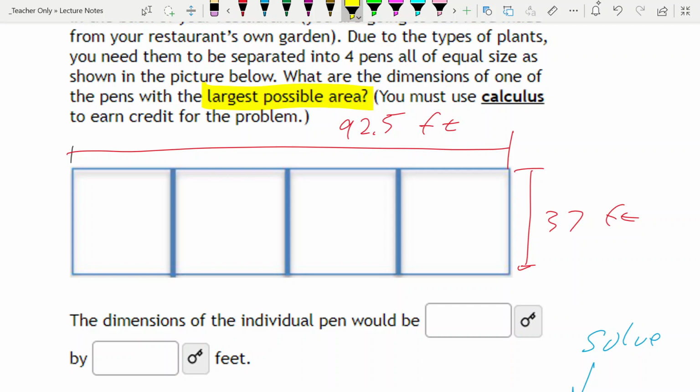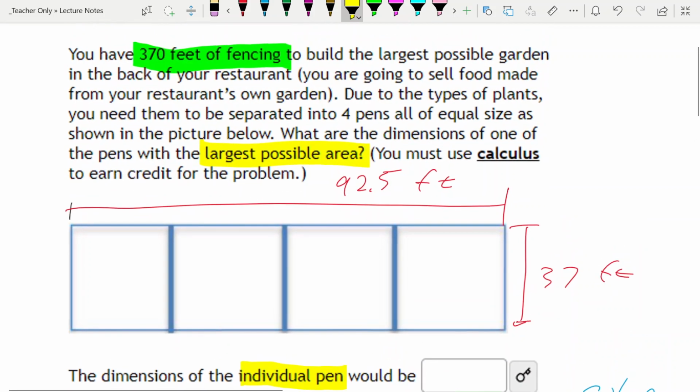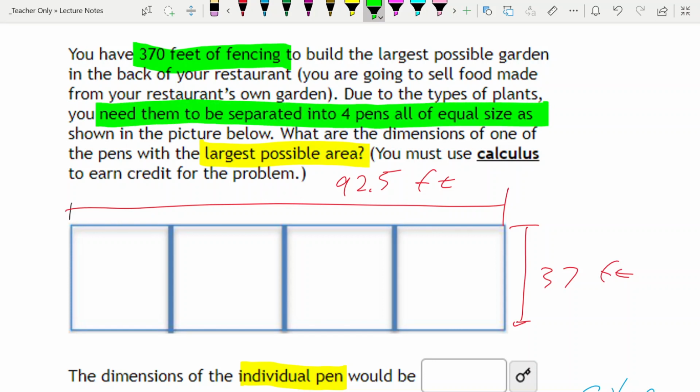Now, read carefully. What are the dimensions of the individual pen? Ooh, that word individual is a trigger for me. Let's go back and see. That's implying that maybe they don't want the whole thing, but they want just one pen. Let's read the wording. So, the largest, here we go. We're going to need them separated into 4 pens, all of equal size. So when they're referring to a pen, it's the individual pen. So therefore, we don't want the entire width of 92.5. We need 1/4 of that. So we're going to need 92.5 divided by 4.